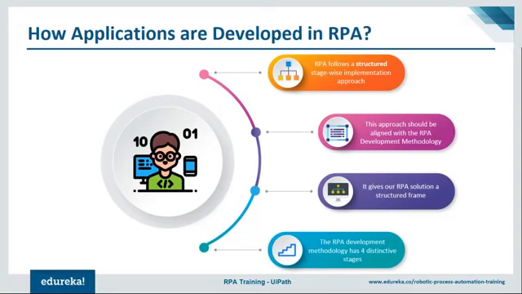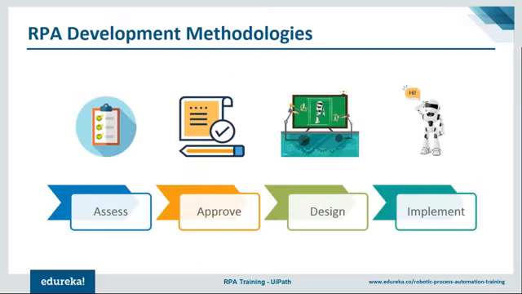The RPA development methodology has basically 4 distinctive stages. These are the stages which every project goes through, even if you realize it or not. So let's see what these 4 stages are. You first have to assess, then approve, then design, and then implement, to actually create an application in RPA.